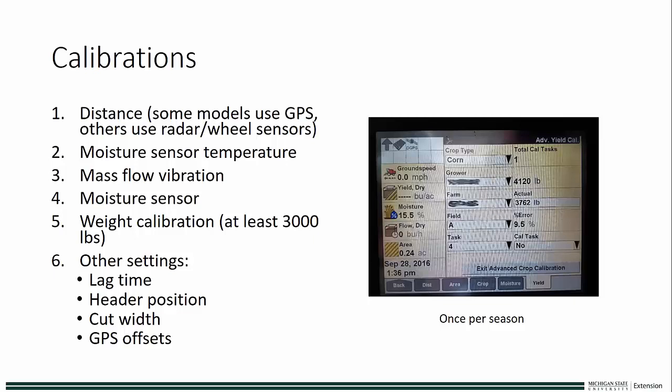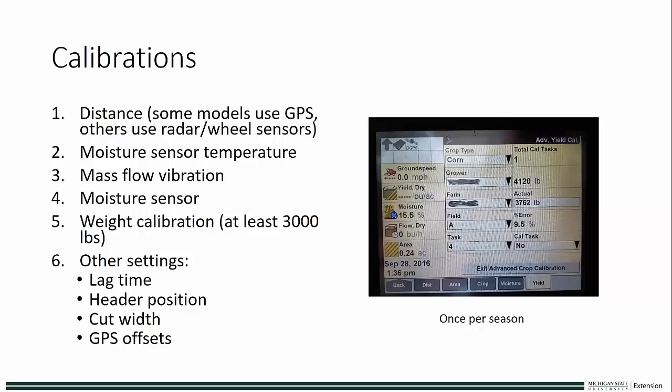You've got to make sure you plug in the correct cut width. If you change heads for whatever reason, make sure you set that up in the combine. And then the GPS offsets are just the position with respect to where the beacon is on the cab. Those are all the different settings that go into calibrating.